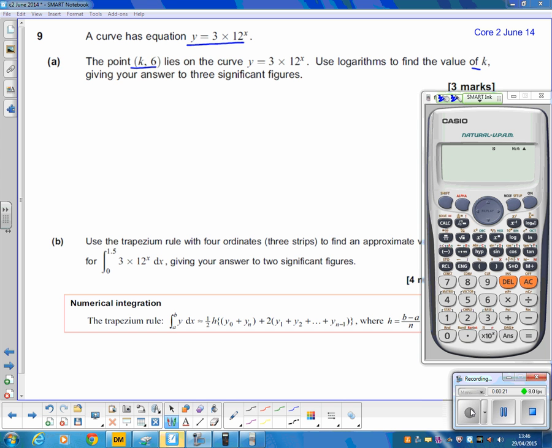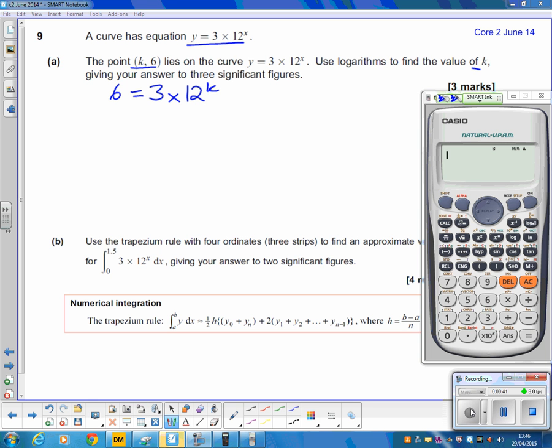Well, if the point's on the curve, it must satisfy the equation. So in this case, instead of x we've got k, and we know that y is 6. So we're just going to substitute that in. So 6 equals 3 times 12 to the k, because the point is on the curve, so it must fit the equation.